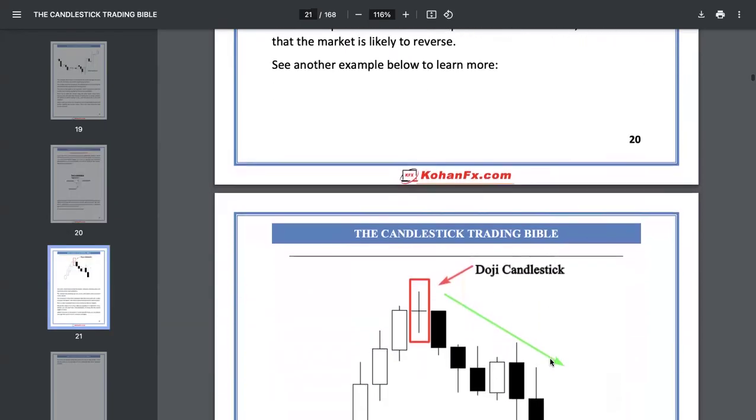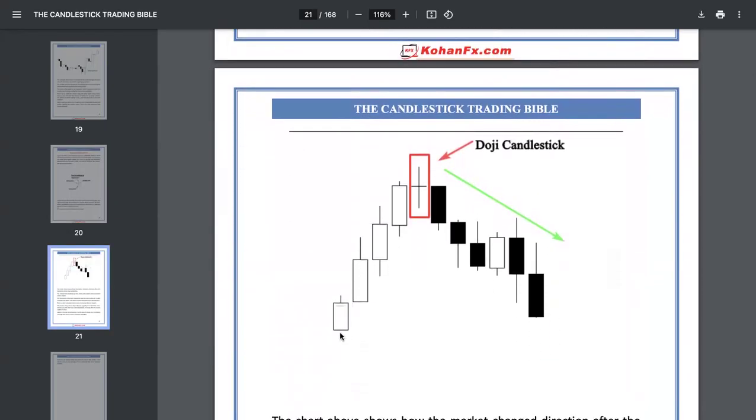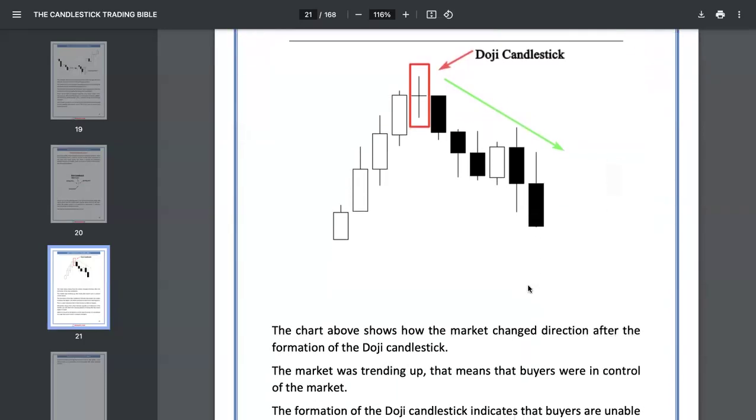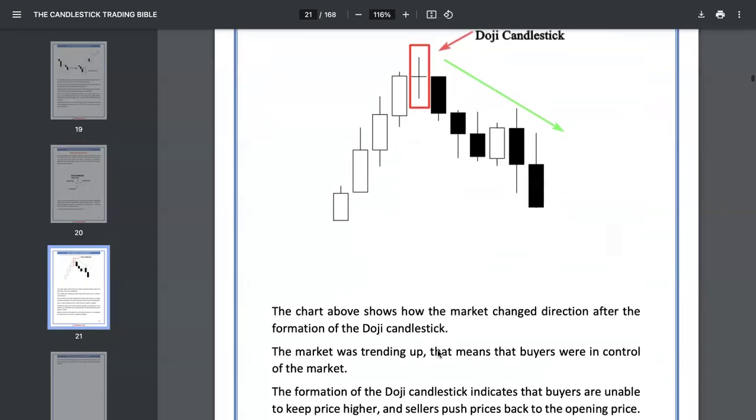In the other example below, we can see how on the left we have various candles that are heading in an uptrend. And then we have the Doji candle, which is highlighted in red for you, which represents a reversal. And then you see that the uptrend gets changed into a downtrend. So the chart above shows how the market changed direction after the formation of the Doji candlestick.